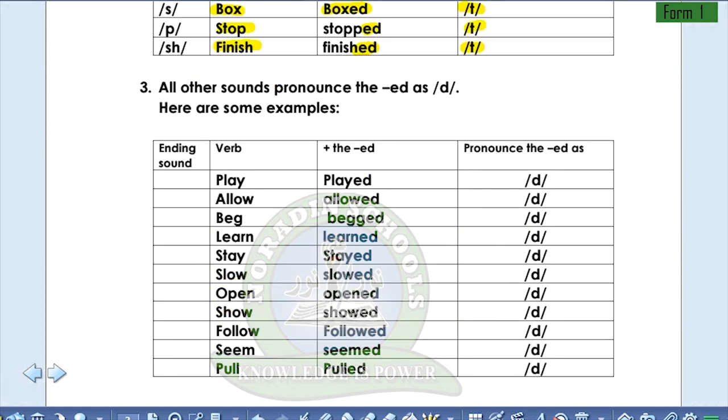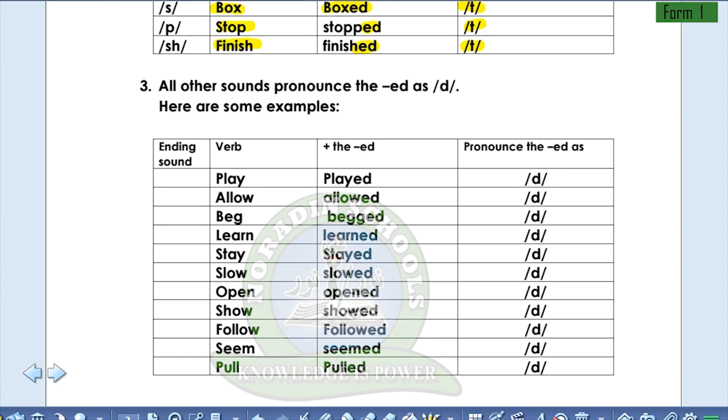Okay. The third group are the rest of the verbs. All other sounds pronounce the ED as D. Here are some examples. Play: we pronounce the ED as D, not "it." For example, play, played, played. Don't say "play it." No "it" is needed here.